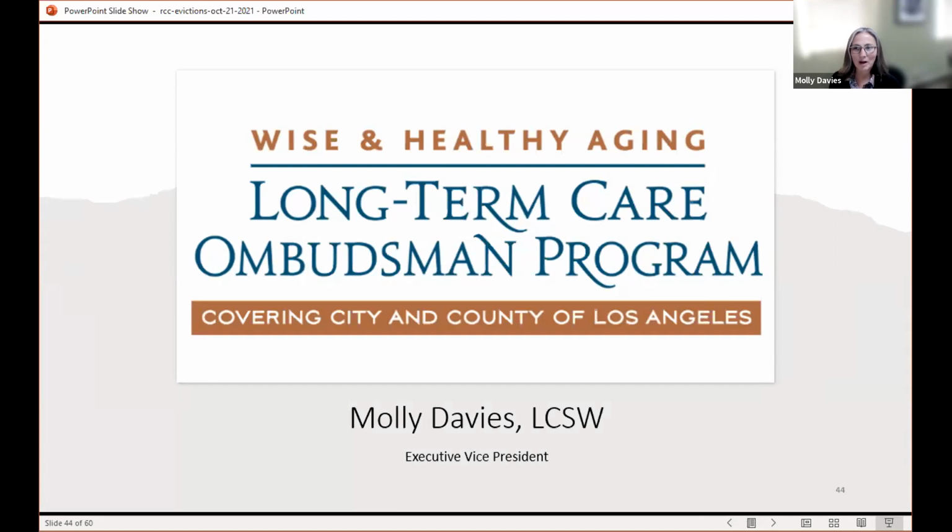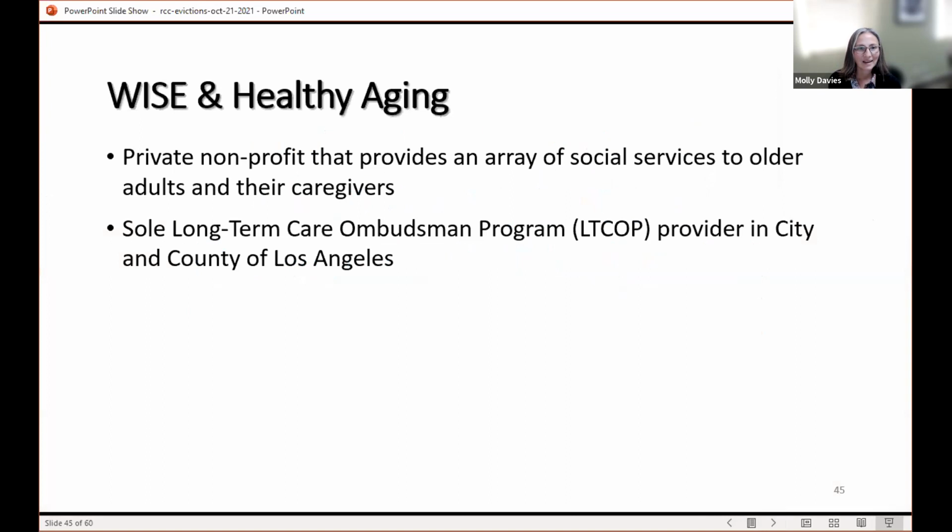I'm Molly. I'm from Wise and Healthy Aging, and I administer the Long-Term Care Ombudsman program in Los Angeles. Wise and Healthy Aging is a nonprofit that provides an array of mental health and social services for older adults and their caregivers in Los Angeles. And our long-term care ombudsman program, we serve both the city and the county of Los Angeles, and we're the sole provider of such services in LA.